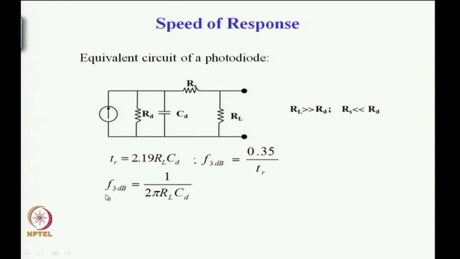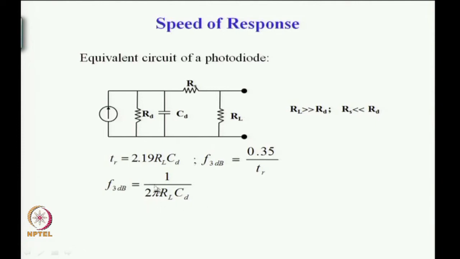The cutoff frequency or the 3 dB frequency, as you know, the photodetectors respond right from DC. All the semiconductor photodetectors respond from DC, and this F3 dB here refers to the higher cutoff frequency, and that is given by 1 divided by 2 pi RL into CD. RL here is the load resistance and CD is the junction capacitance, approximately given by this formula.